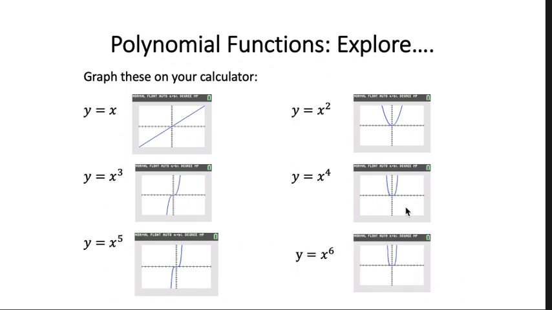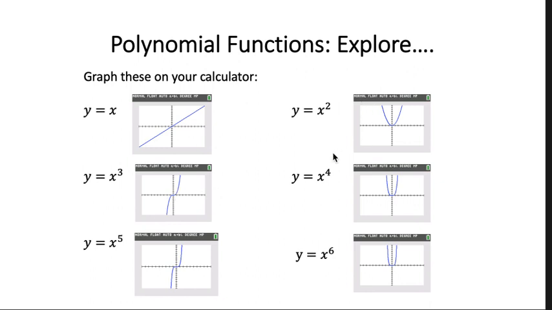So did you think it would look like this? Go ahead and graph it. Do you see a pattern here? With y equals x to the 3rd, y equals x to the 5th, do you see how these are starting on the left and ending on the right? So bottom left to top right. You could think of it as 3rd quadrant to 1st quadrant.